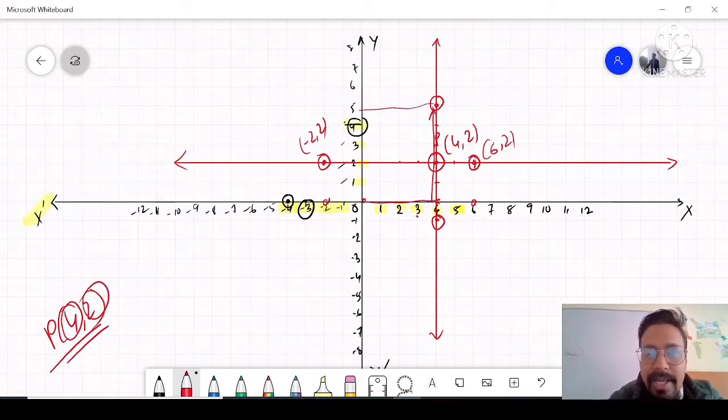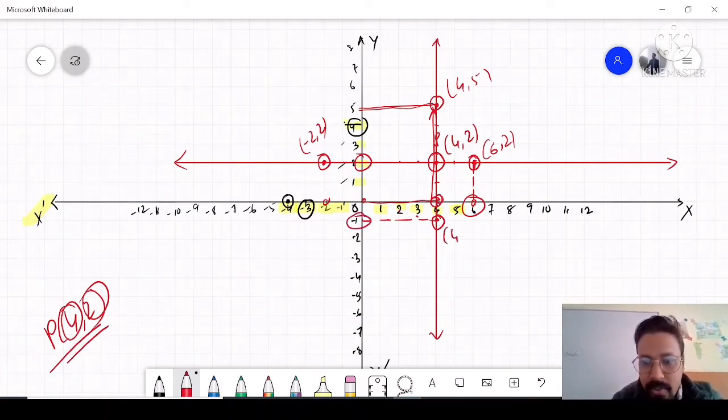By how many? By 5. So it is connected to 5 and 4. So it is (4, 5), and the last one is this. If you connect it to the x-axis, it is connected to 2 here and 6 here, so it is (6, 2), as we have got it. And the last one is this one. If we connect it to the y-axis, we will see along the x-axis it is connected to 4, along the y-axis it is connected to -1, so it will be (4, -1).